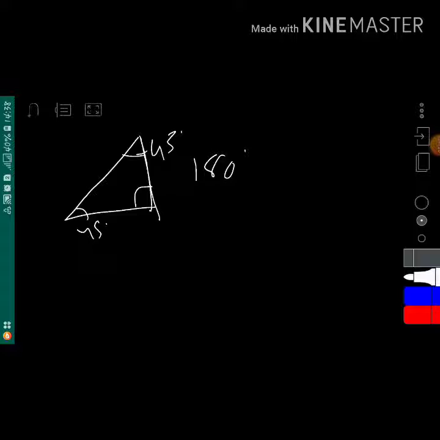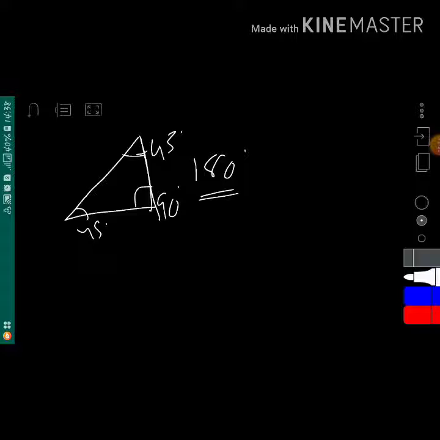Let me explain with a triangle, because this is the easiest method. A triangle has how many degrees? 180 degrees, right? This is 90 degrees, this is 45 degrees and this is 45 degrees. So this straight line is my 90 degrees, and it becomes 180 degrees.